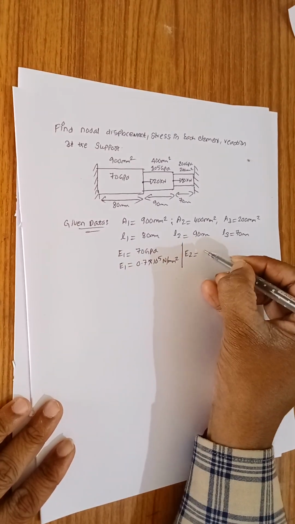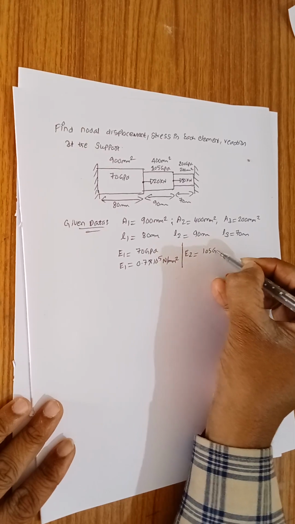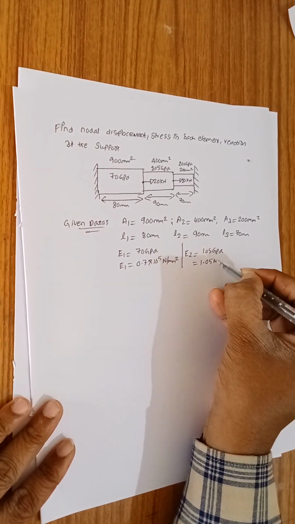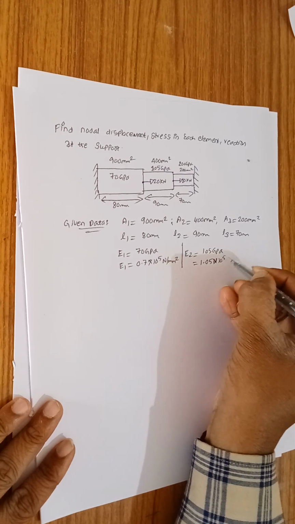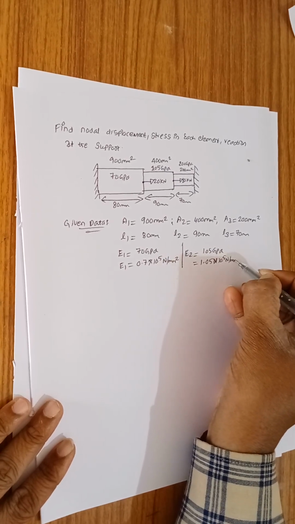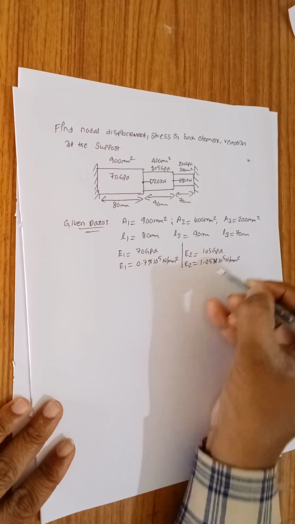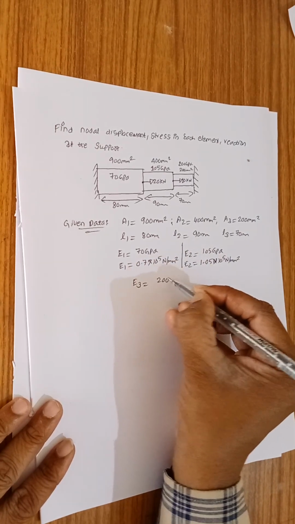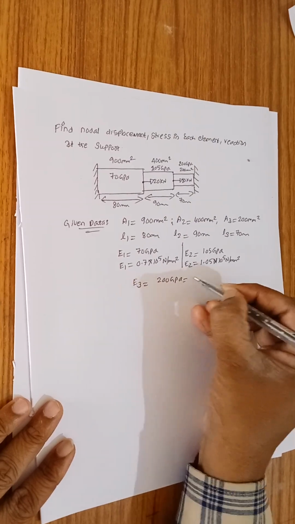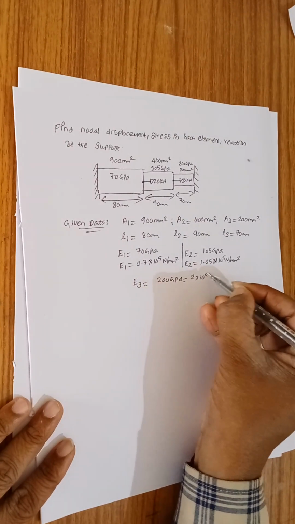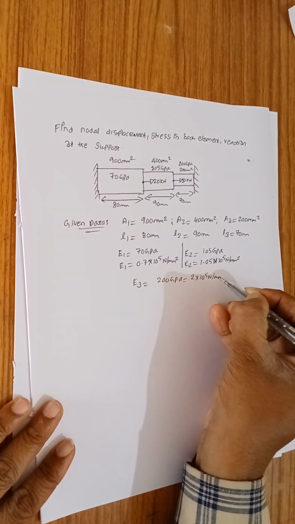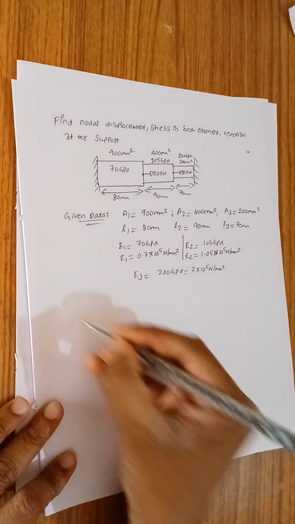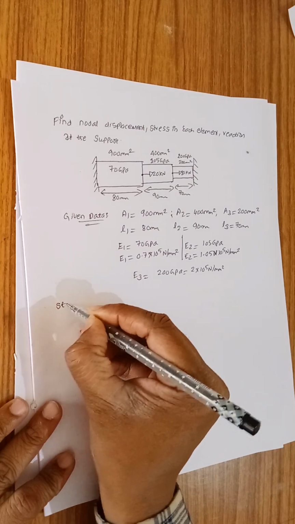And E2 is 105 GPa, which can be written as 1.05 into 10 to the power of 5 Newton per mm square. It is not 1.5, it is 1.05, so just keep that in mind. And E3 is 200 GPa, which can be written as 2 into 10 to the power of 5 Newton per mm square. You can see all the units are in either Newton, mm, or mm square. Okay, now let's go to the solution.